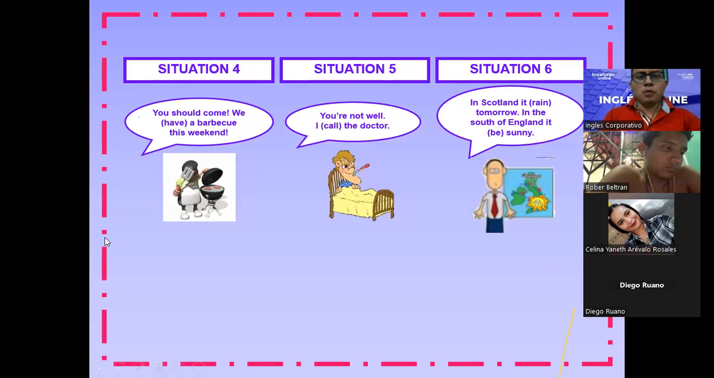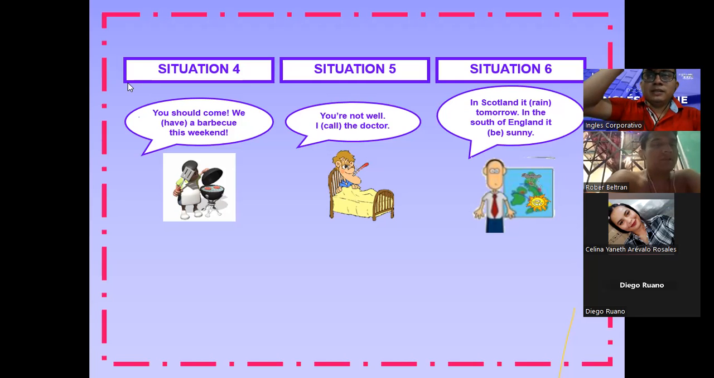Situation number four. I need another volunteer, but let's hurry up. I need somebody. Let's just try. Who wants to help with situation number four? What's the answer? Let's analyze. Going to? He says, you should come. We barbecue this weekend. Is it going to? I think so. You should come. We are going to have a barbecue this weekend.